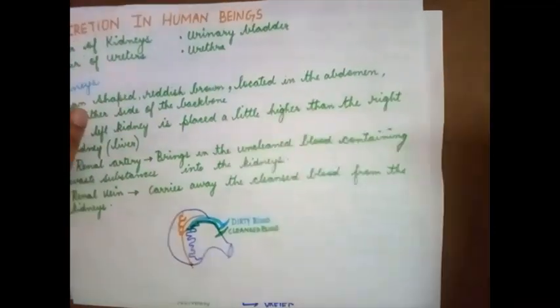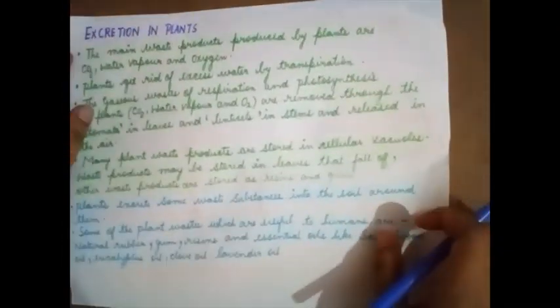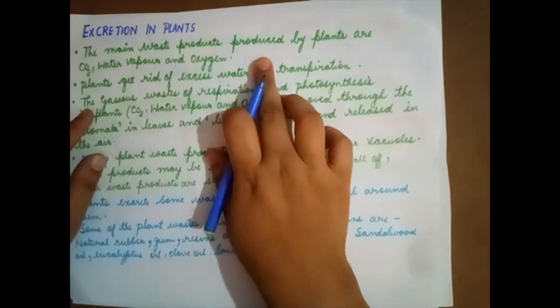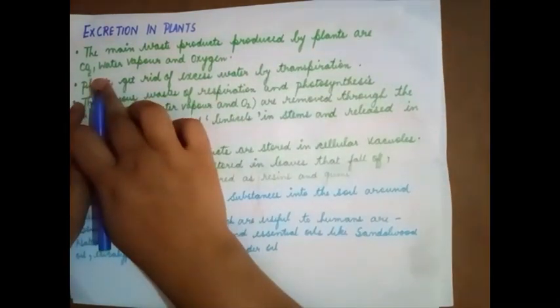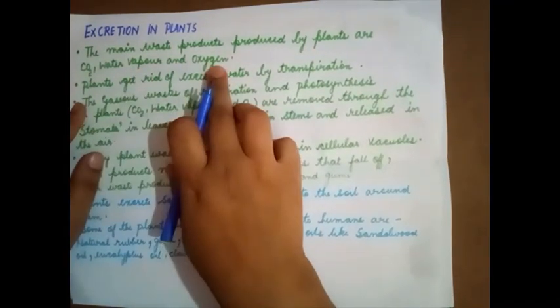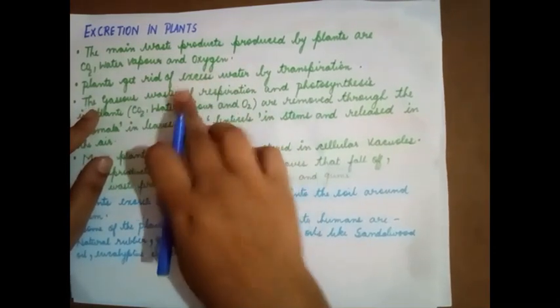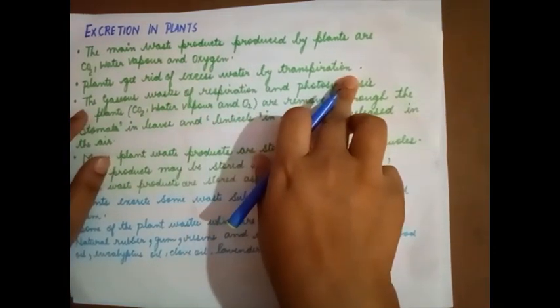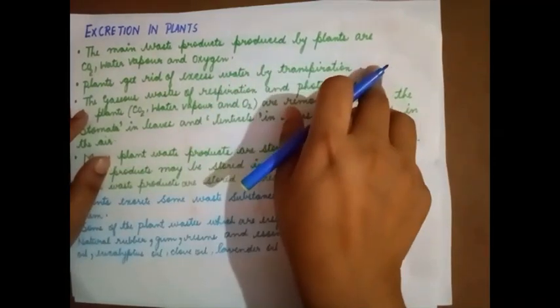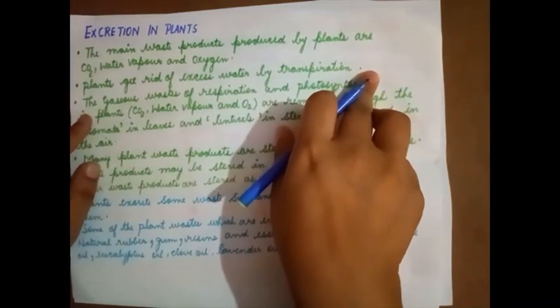Now next, moving on to excretion in plants. The main waste products produced by plants are carbon dioxide, water vapor, and oxygen. Plants get rid of excess water by transpiration. We very well know what is the definition of transpiration.